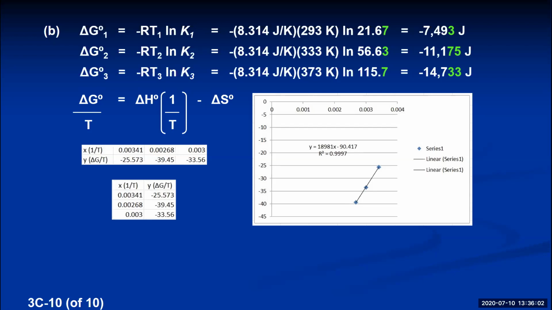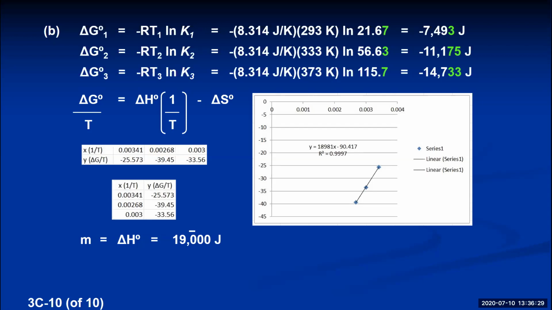And all you have to do is look at the slope because that's delta H naught. And in this case, that equals 18,981, but because our data was good to 3 significant figures, if you notice each of our delta G naught values and each of our temperatures were 3 significant figure values, I would round my answer to 3 significant figures, so that rounds to 19,000 joules. There's my value for delta H. It's an endothermic process.